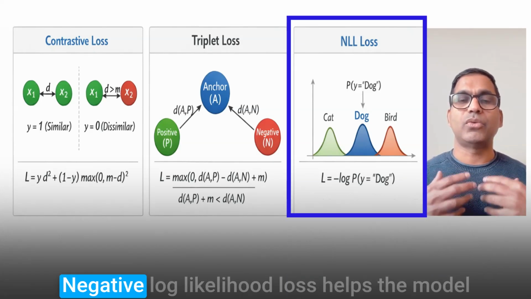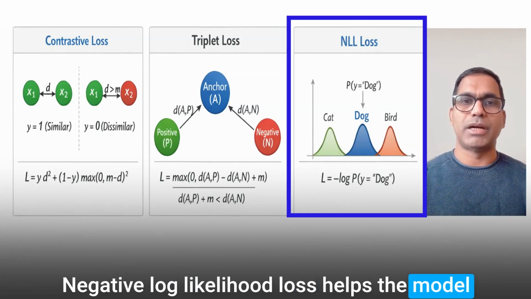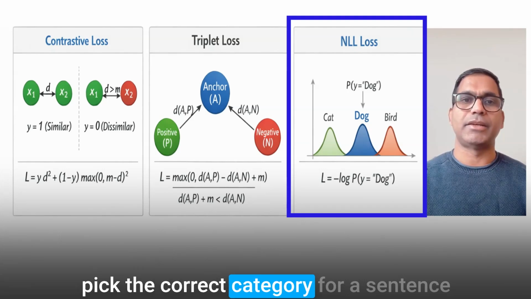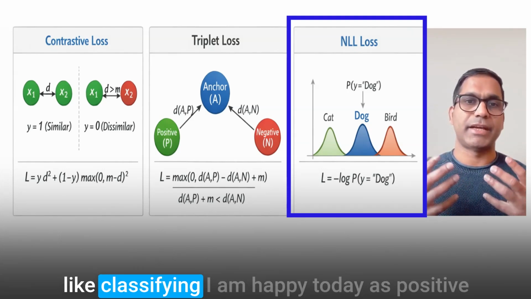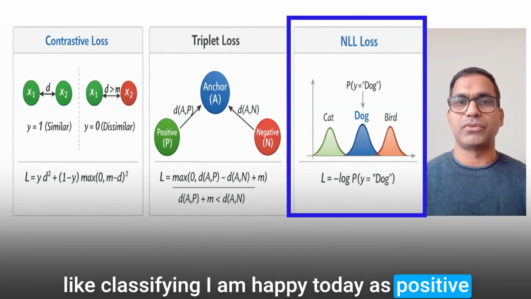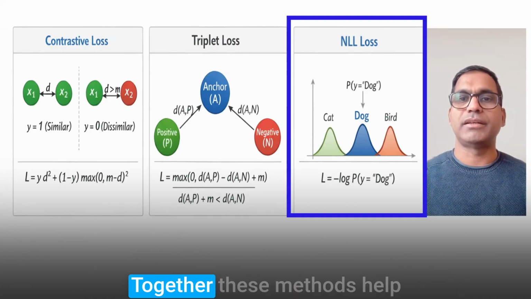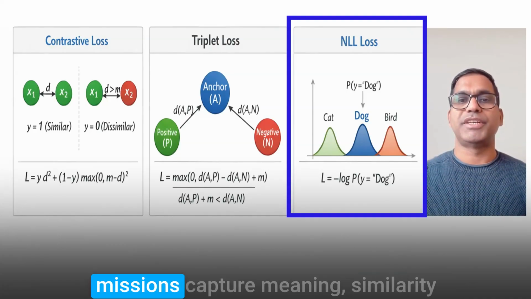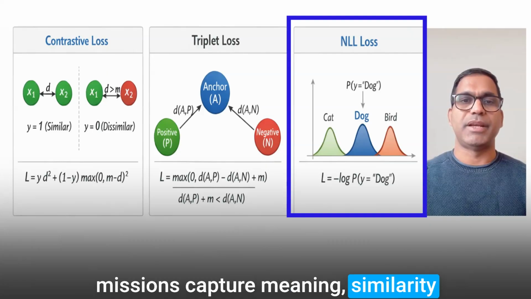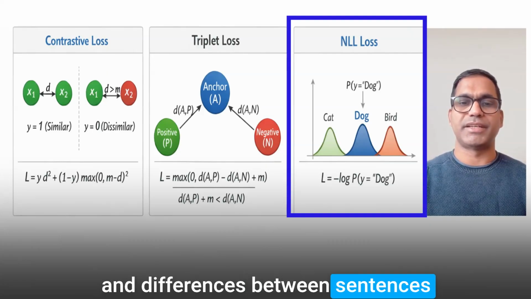cats. Negative log likelihood loss helps the model pick the correct category for a sentence, like classifying I am happy today as positive emotion and penalizing wrong guesses. Together, these methods help machines capture meaning, similarity, and differences between sentences.